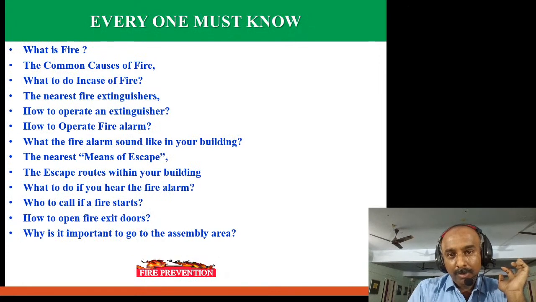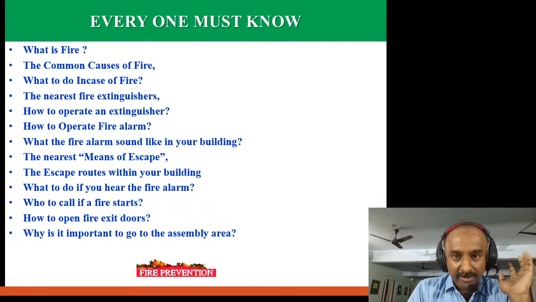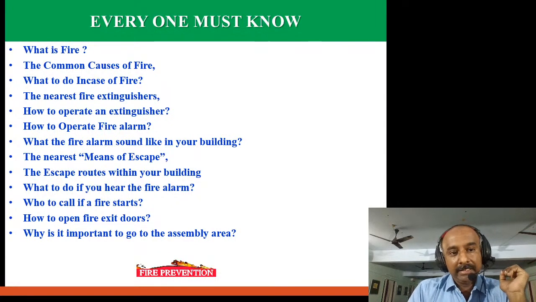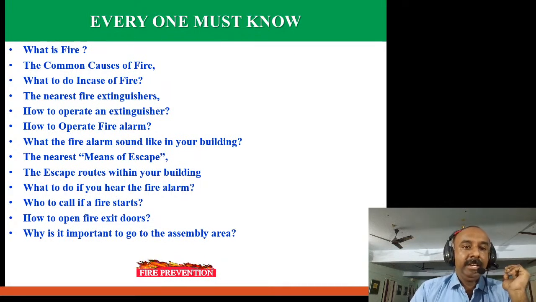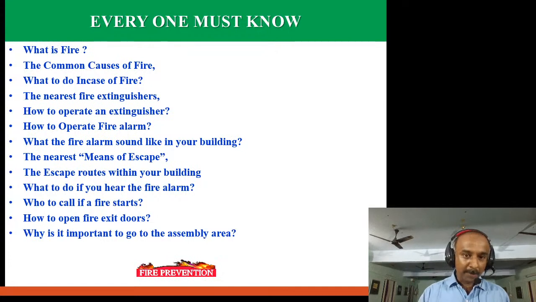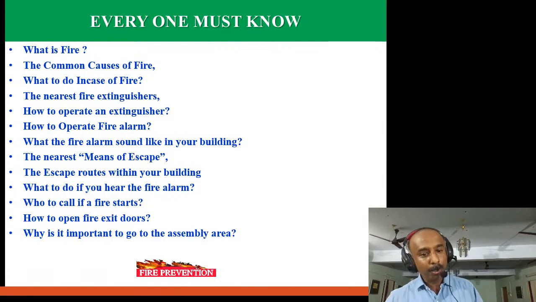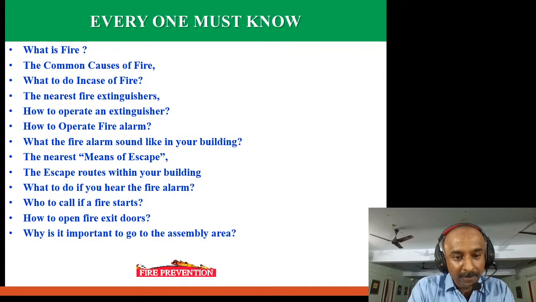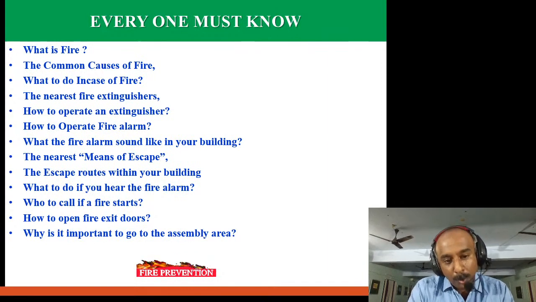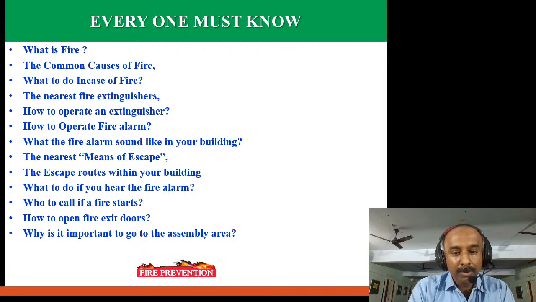Based on this introduction, everyone must know what fire is, the common causes of fire, what to do in case of fire, the nearest fire extinguisher and how to operate it, how to operate the fire alarm, what the fire alarm sounds like in your building, the nearest means of escape, the escape route within your building, what to do if you hear the fire alarm, who to call if a fire starts, how to open the fire exit door, and why it is important to go to the assembly point. You should be able to answer these questions based on this presentation.